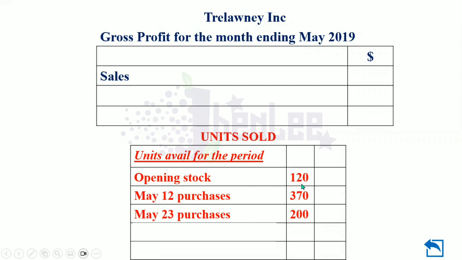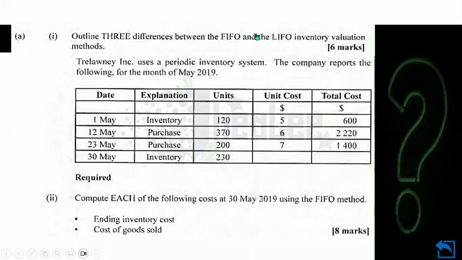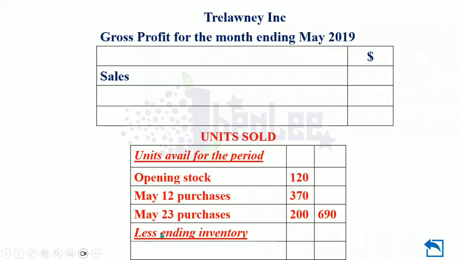When we add our opening stock and our purchases for the period, there was a total of 690 units available for sale. However, there was ending inventory, and the ending inventory was calculated based on the question to be 230 units. So we're going to subtract these 230 units from the units available to give us the units sold for the period, which was 460 units.